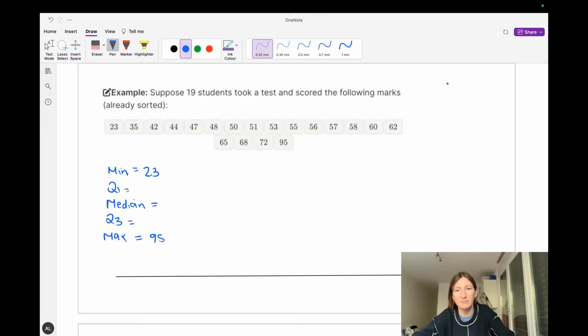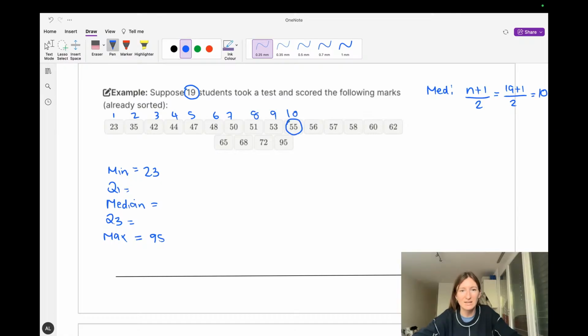Now, my median is going to be n plus 1 divided by 2 through the data. So if I have 19 students, I'm going to do 19 plus 1 divided by 2, which is 20 divided by 2, so 10. So that means my median is hiding in 10th place through the data.